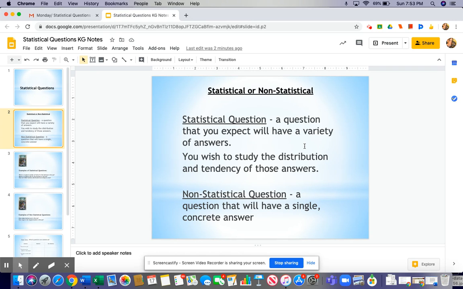That means you're going to collect all of that data, so there will be a variety of answers there, and you're going to study it. What does this data mean? How does this affect everybody around us? Is there more of a pattern with a certain response? A non-statistical question is a question that will have a single concrete answer. So you ask a question, you get an answer, that's it. So let's go over some examples, and then we're going to do a practice page for one.